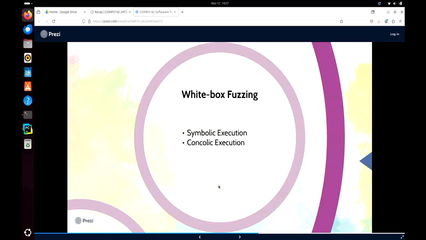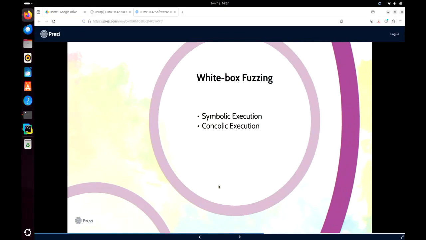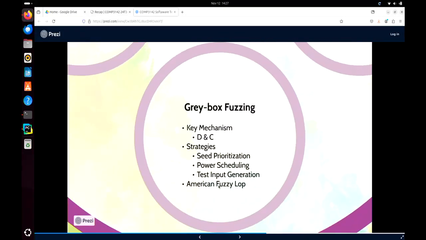As you could imagine, this is a very heavyweight analysis, so we can't do it on very large programs. And in order to have both the advantage of scalability and effectiveness, we introduced the concept of gray box fuzzing. The key mechanism is divide and conquer. We are trying to divide the search space of the program state using the new seeds we keep during this fuzzing process.